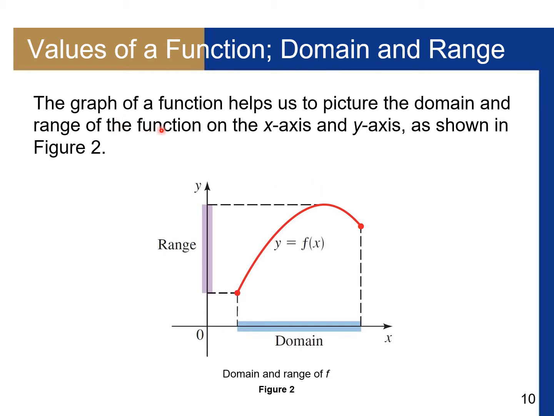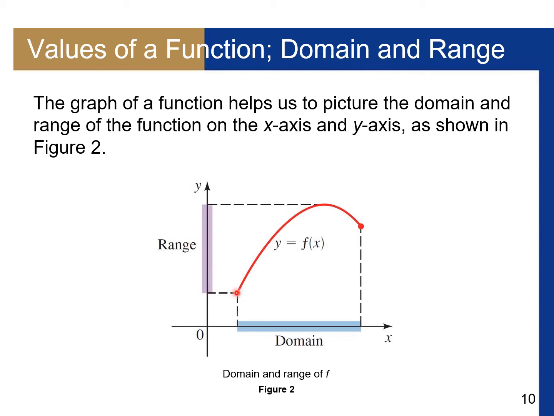The graph of a function helps us to picture the domain and the range. Now, the domain are your input values. So those are your x values. Sometimes we'll call it t for time, and we might call it other things, but generally it is whatever is here on your horizontal axis, because this is your input. This is your independent variable. And then the y values depend on your x values. So these are your dependent values, and they are your range.